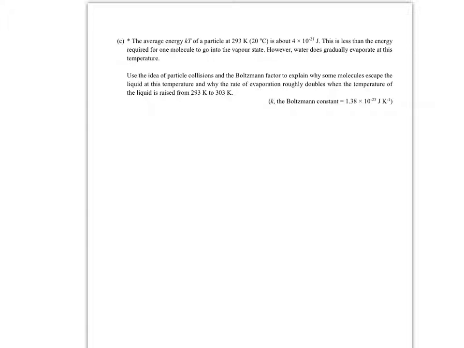Like always with these questions, if we can break down the different components of the question, then we're going to be able to make sure that we access all of the marks. So we need to talk about particle collisions, and we need to talk about the Boltzmann factor, and use both of those to explain why molecules escape the liquid. So that's one or two things, I suppose. And then also why the rate of evaporation roughly doubles. And we've got some numbers here, so we need to use those numbers. So we're going to have to do a calculation or two in order to get all of the marks.